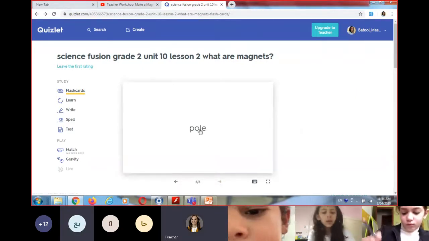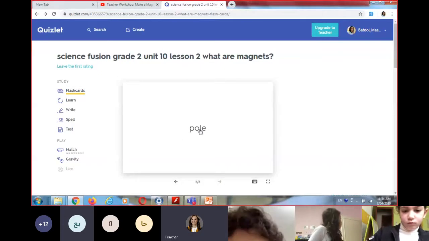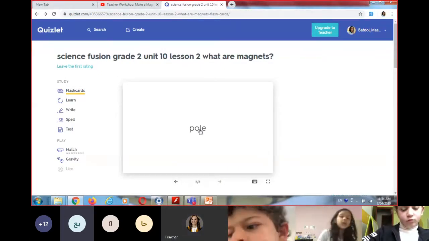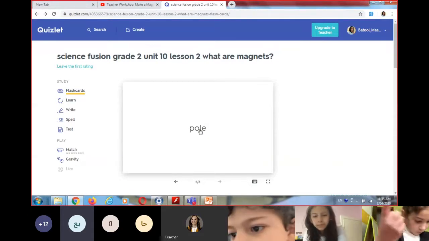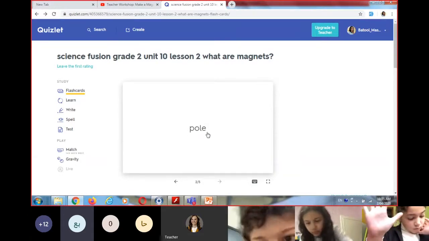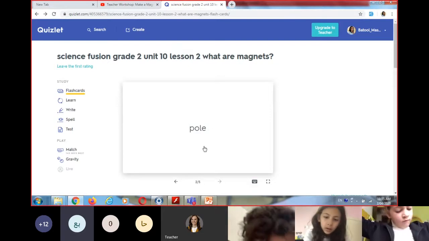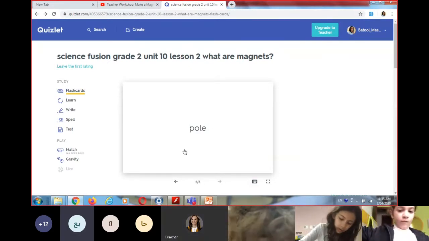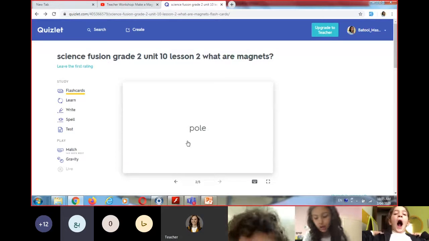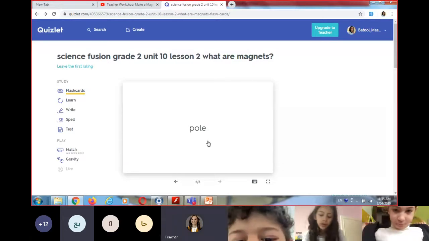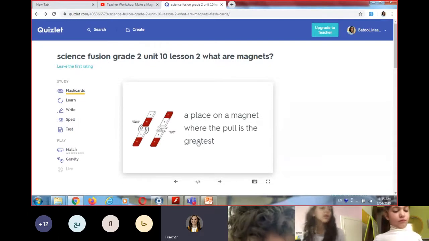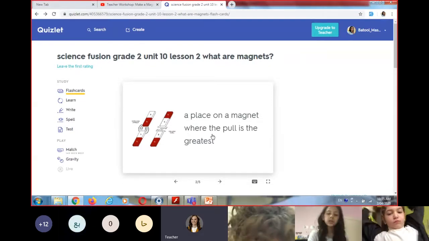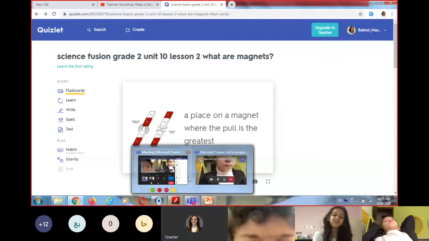Bashar, what is a pole? It is a place on a magnet where the pull is the greatest. Excellent, Bashar. So it's a place on a magnet where the pull is the greatest. Thank you, Bashar.